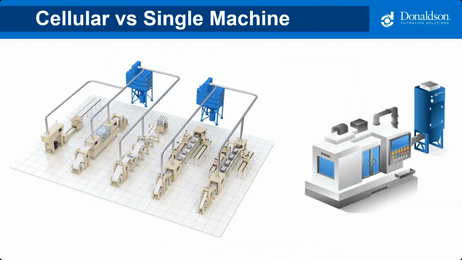So there are two main types of systems used for laser cutting applications. One is a cellular system where one dust collector is connected to multiple machines, or a single machine system where each machine has its own dust collector. A single machine is much more common for laser cutting due to the high cost of the laser tables, and most companies only have one in their facility. So if there are more than one, a cellular system is often recommended.